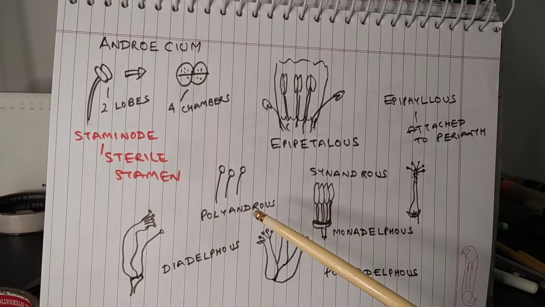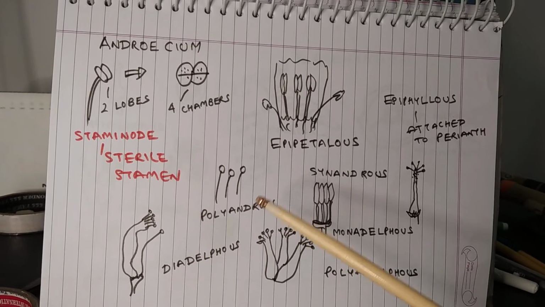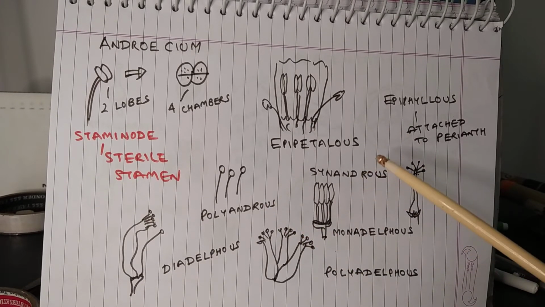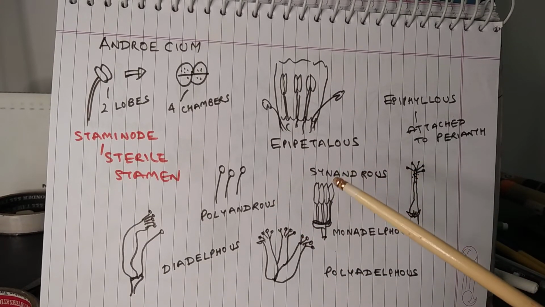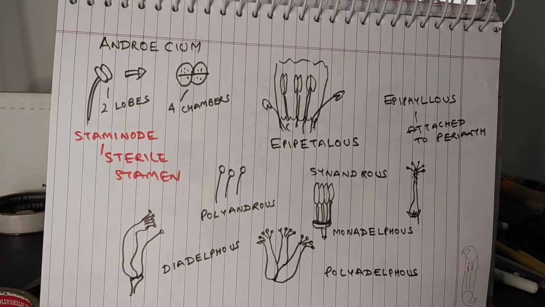Stamens can be free from each other, and in that case they are called polyandrous. In some flowers, the stamens can form a group, and the condition is called synandrous. If the condition is synandrous, there are various types. One is called monoadelphous, then diadelphous, and polyadelphous.